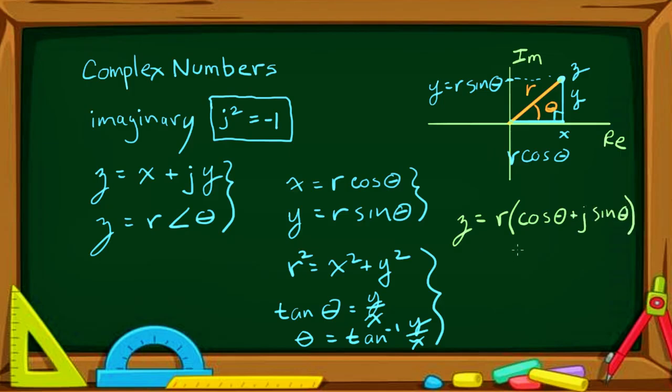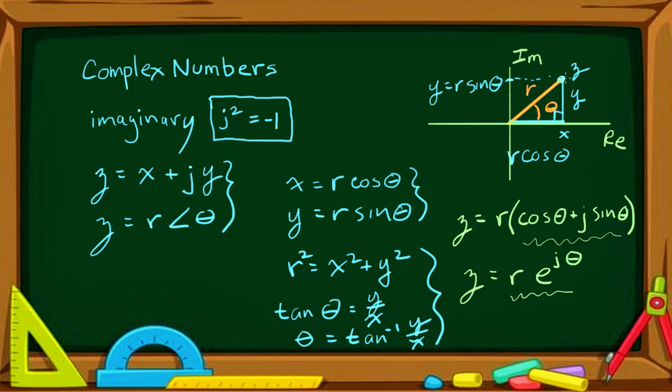Now if you look closely at this expression right here, we recognize this as one side of Euler's formula. And the other side of Euler's formula, I could rewrite z as r times e to the j theta. And this is called the exponential form of a complex number. What does this mean here? What is this thing? This means exactly the same thing as this. And this is one of the two ways we can write complex numbers.